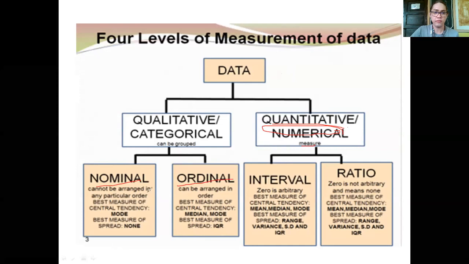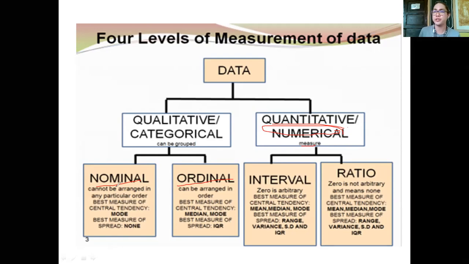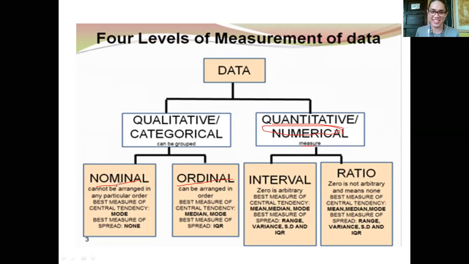So under the qualitative or categorical, which can be grouped, we have the nominal and we also have the ordinal. When we say nominal, this cannot be arranged in any particular order. The best measure of central tendency is the mode, and the best measure of spread under nominal is none. Okay. For the ordinal, it can be arranged in order. The best measure of central tendency under the ordinal is the median and mode. And of course, for the best measure of spread under ordinal, we have the IQR, the interquartile range.